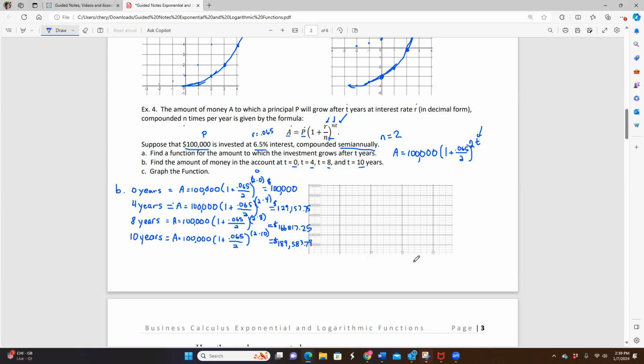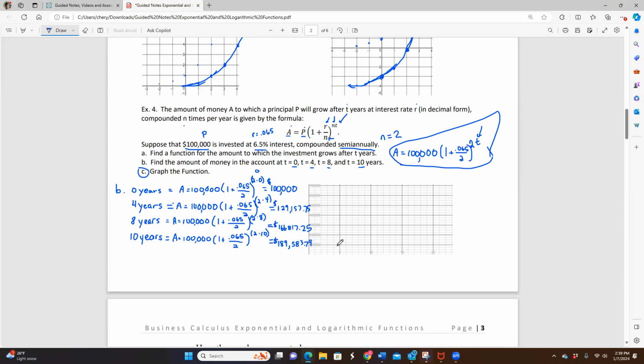All right, so here it wants us in part C to graph this function. You can graph this function using your calculator, but when you do, you want to be aware of your domain and range. Here we looked from 0 to 10 years, and we had y values that ranged from 100,000 to almost $200,000. So you'd want to make sure your x and y windows only had positive values and that they went up to the correct amount so you can see the function.